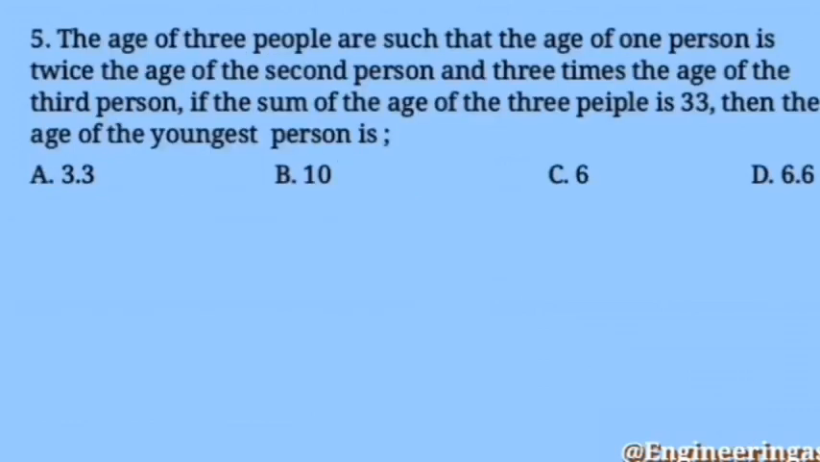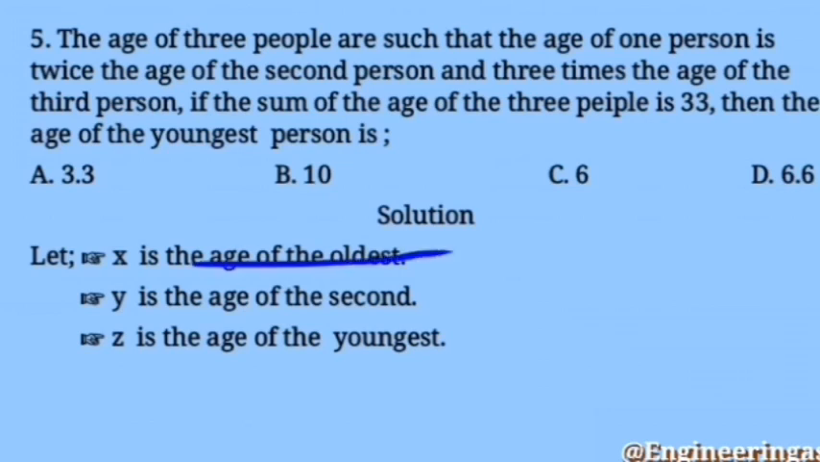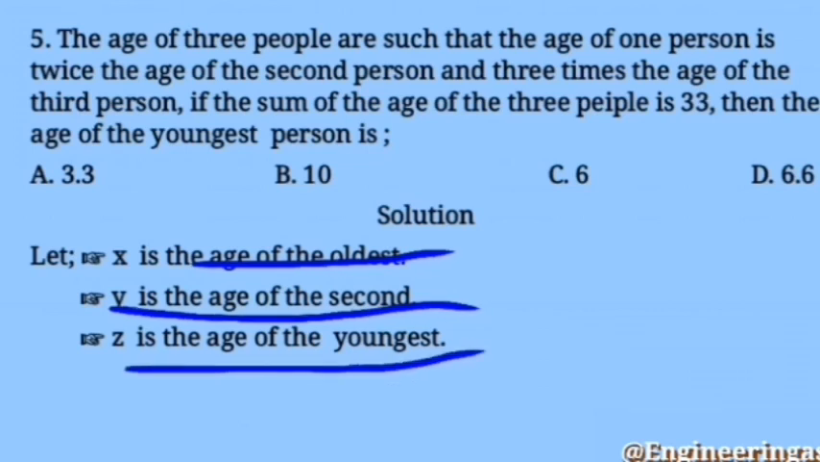The ages of 3 people are such that the age of one person is twice the age of the second person and 3 times the age of the third person. If the sum of the ages of the 3 people is 33, then what will be the age of the youngest person? In this problem there are 3 people and their sum is 33. So let us say X is the age of the oldest or the first, Y is the age of the second, Z is the age of the youngest.